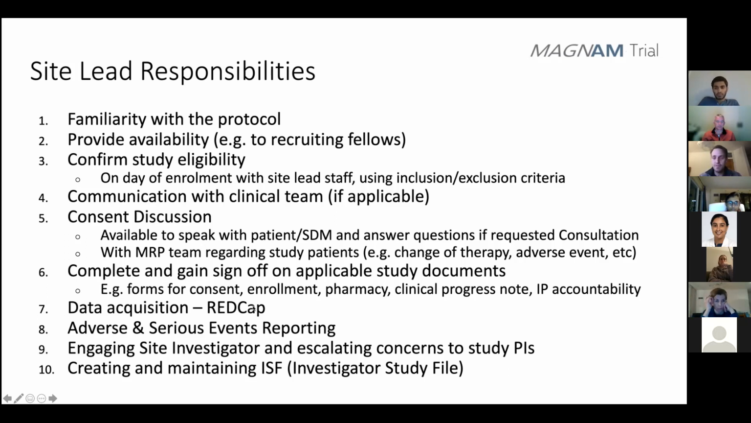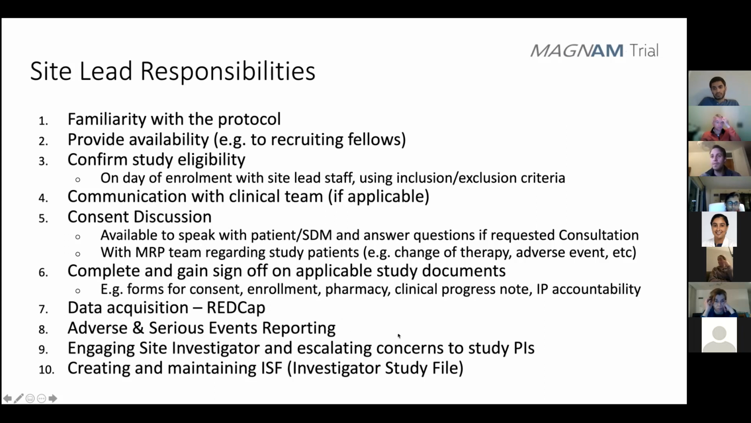Data acquisition is REDCap, which I know that some of you guys are familiar with. This is entering the actual patient data for the study into our online database. And Keith will get into that a little bit more. With any Health Canada study or randomized study in general, there's adverse and serious events reporting, which we'll also talk about at the end of this.